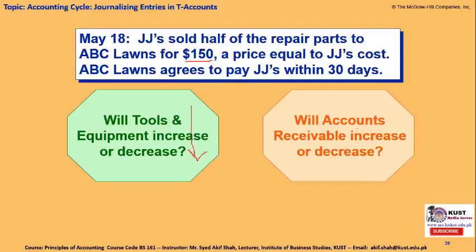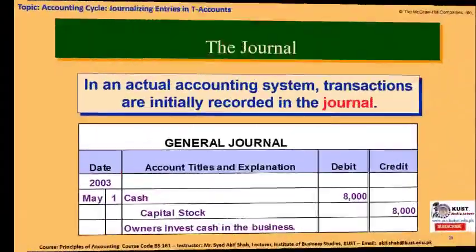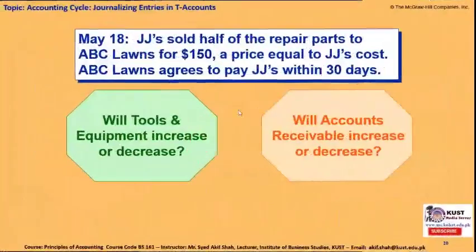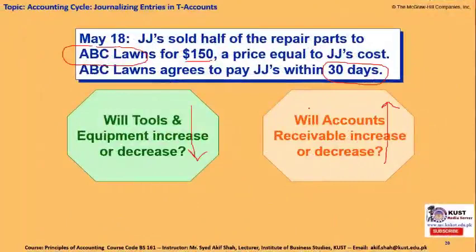And will the account receivable increase or decrease? As the other company named ABC Lawn Mower is not going to pay us the amount at the moment, rather the company is going to pay within 30 days. So therefore, account receivable will increase. When there is an increase in the account receivable, it will be recorded as a debit entry. And when there is a decrease in tools and equipment, it will be recorded as a credit entry.